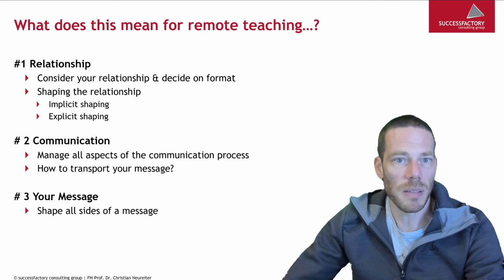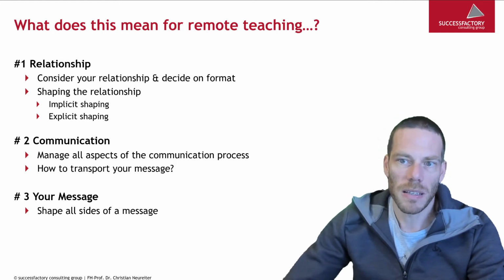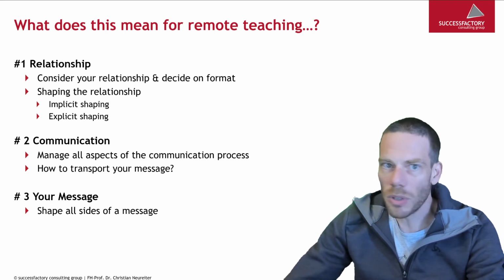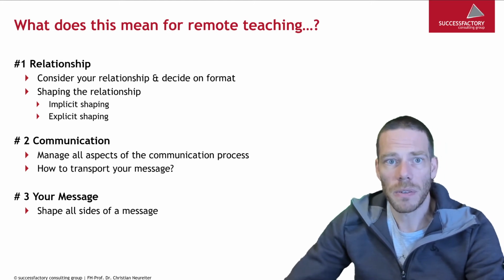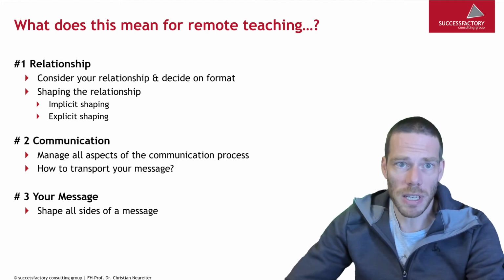Yeah, that's the implicit part that happens anyway. The second part is the explicit shaping of relation. So as we know, for example, we do not have coffee breaks. We don't have the welcome coffee in a training. So in remote sessions, how can we compensate for that?